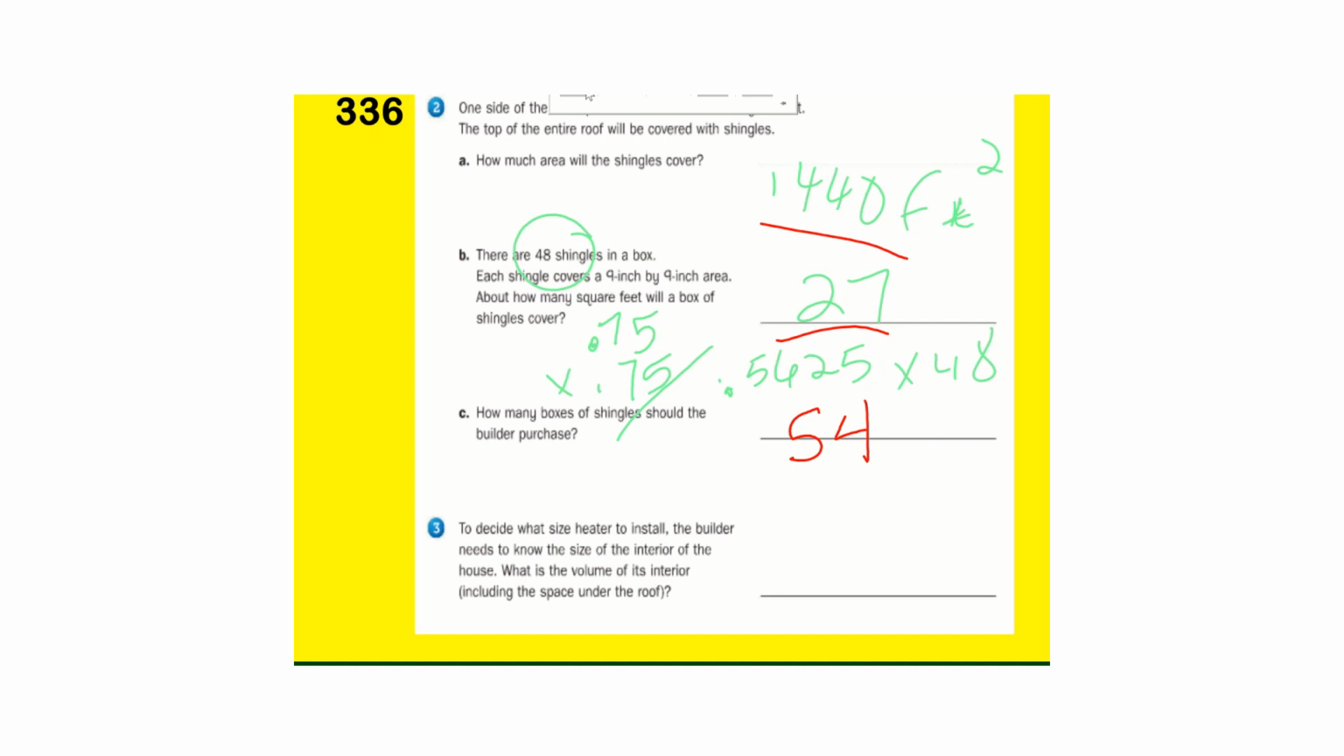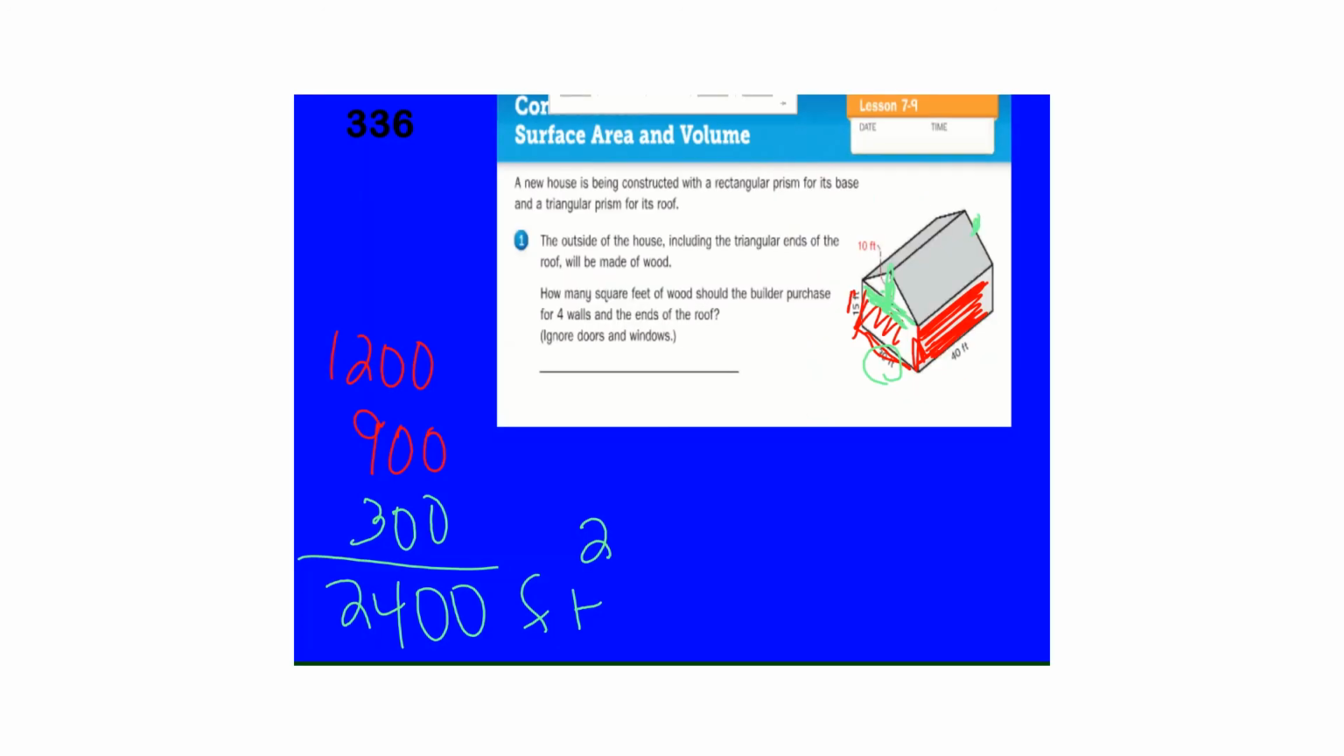So the bottom part, we had 40 by 30 by 15. Take 40 times 30 times 15, and you get 18,000. And now we need the roof. I looked back at the picture here. You need to take half of this. There's your base of your triangle. There's your height of your triangle. So we need 30 times 10 and half of that.